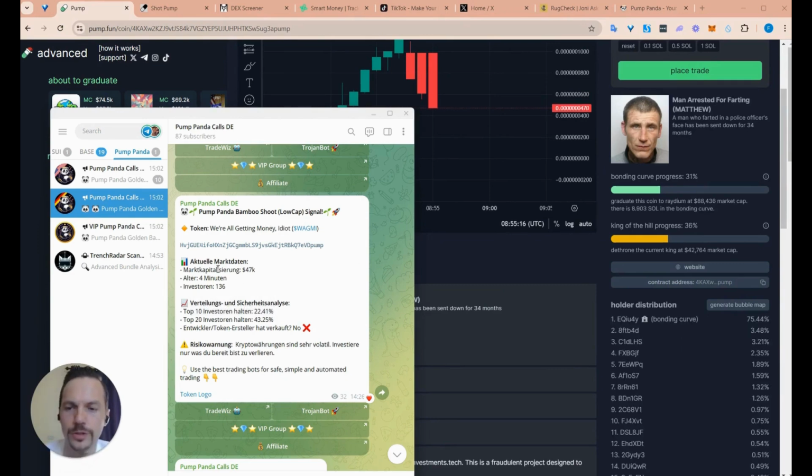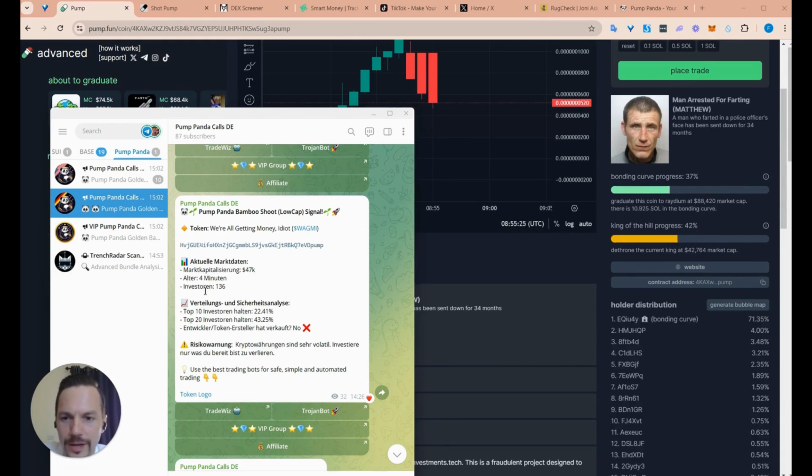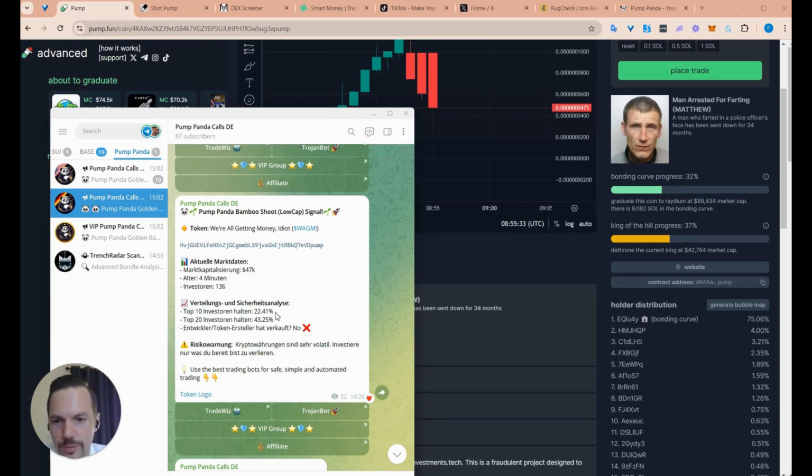Maybe a brief explanation of what this signal says. So we have a market capitalization of 47,000. The coin was 4 minutes old at the time the signal came and had 136 investors at that point. We have the top 10 investors and the top 20 investors. And how much do they hold?